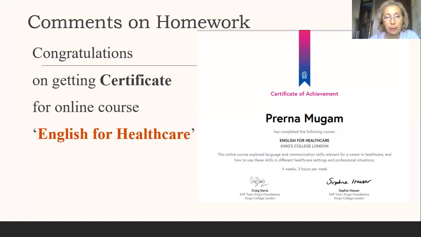We have those students who were curious and eager to get the certificate. You just could get them. So those students who don't know how to do this, you may just ask your group mates how to get the certificate. There are several pages on this certificate, and there is a page with your name and the name of the course, English for Healthcare from King's College London. So congratulations to all of you.